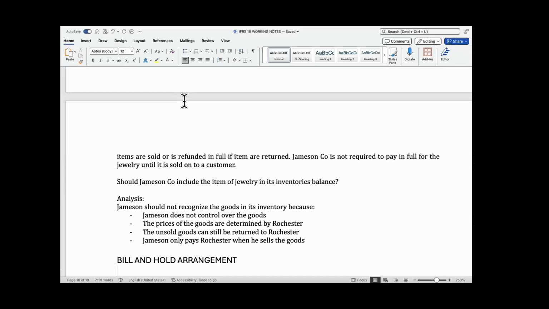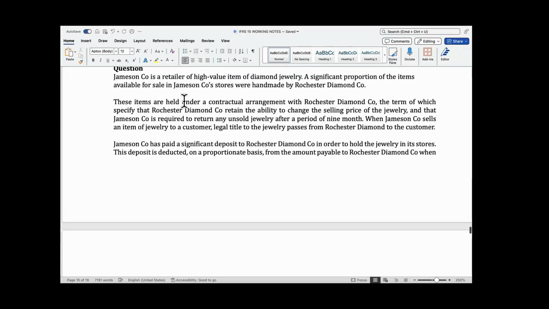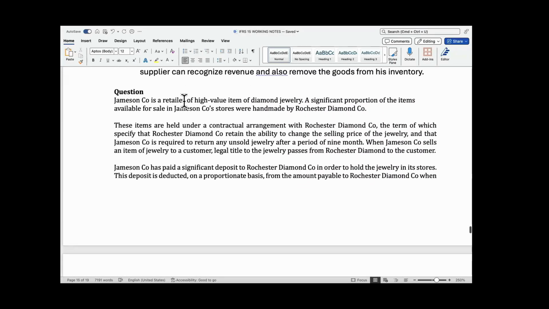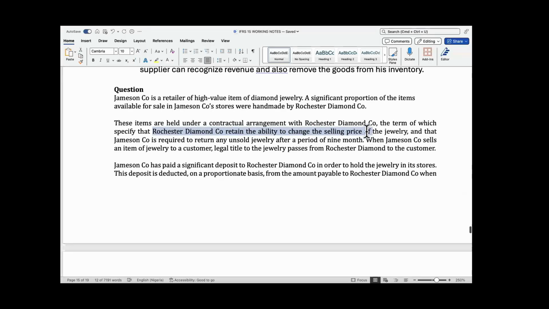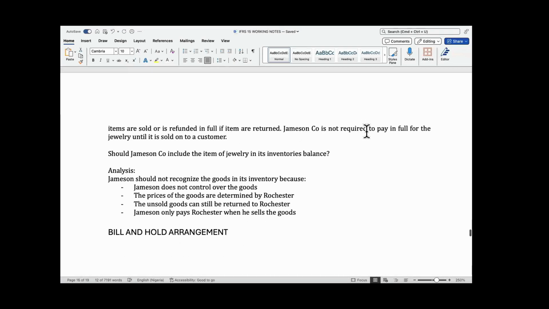In this case, it's kept simple. So the agreement, based on the question, is that Rochester retains the ability to change the selling price of the jewelry. So if you want to follow the question strictly, then you should not do so. If he does that, then fine, but that's not the agreement between them. Okay?